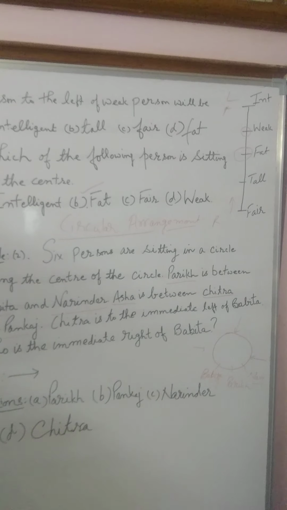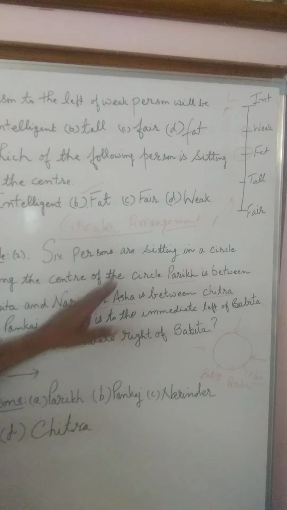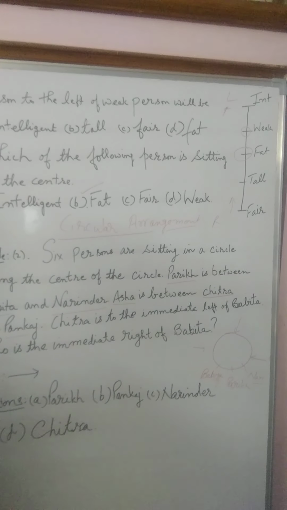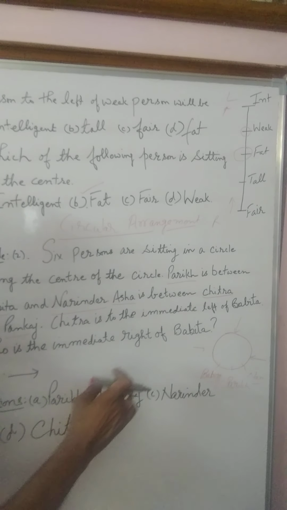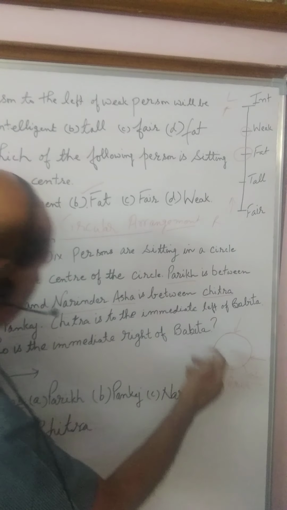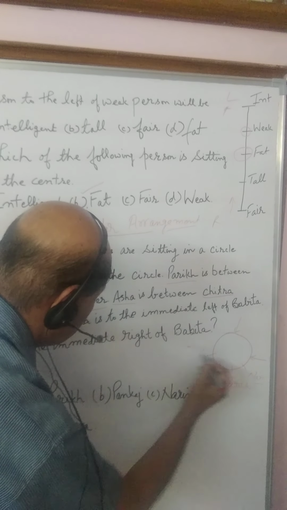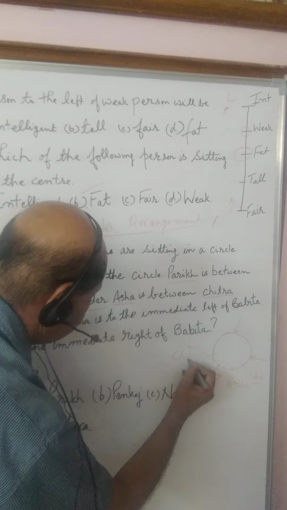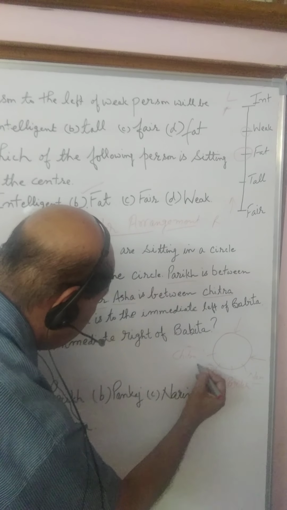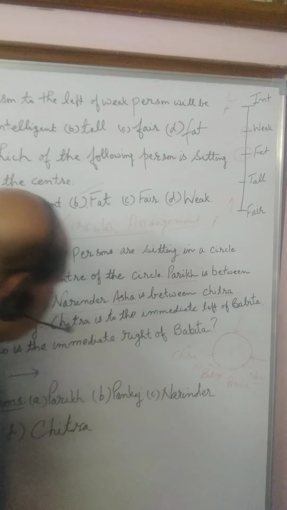Clear? Asha is between Chitra and Pankaj. Whatever is given here is okay, there is no problem, because Asha is fixed between Chitra and Pankaj. But what is the position of Chitra and Pankaj? We don't know. So we will keep this line in suspense. Chitra is to the immediate left of Babita. What is given here? Chitra is the immediate left of Babita, so if Babita is here, Chitra will be on his left side.